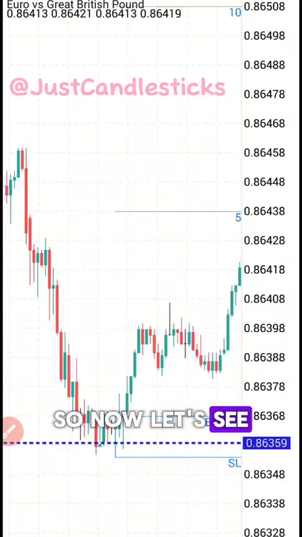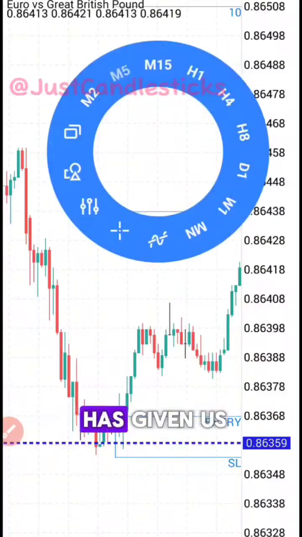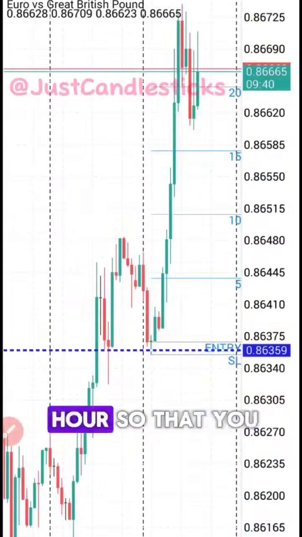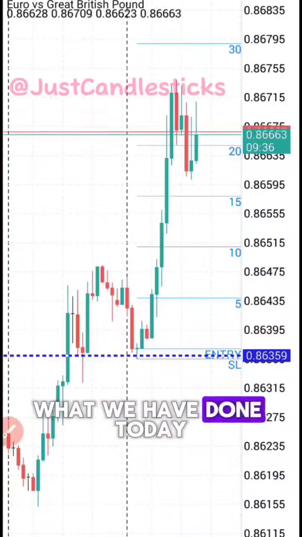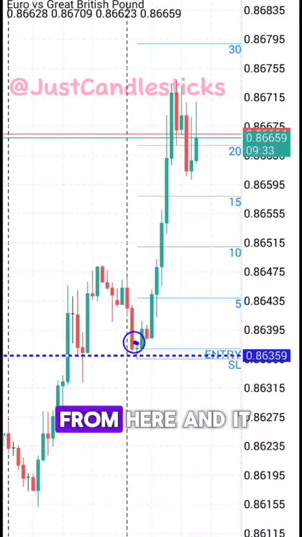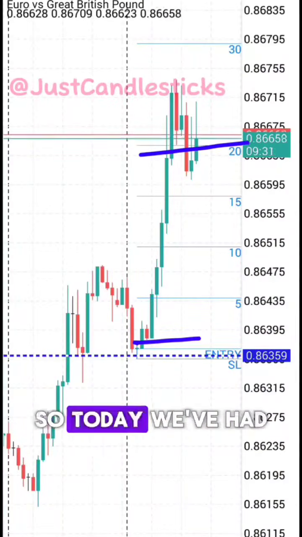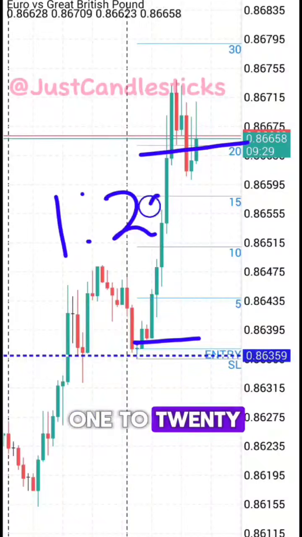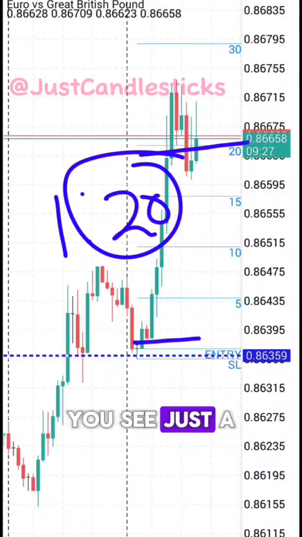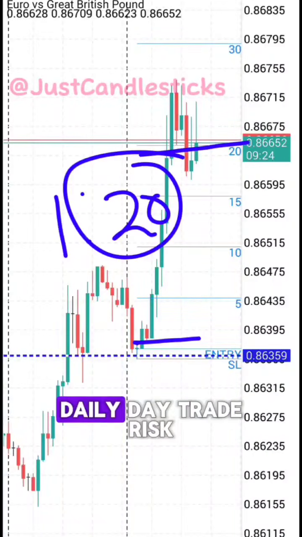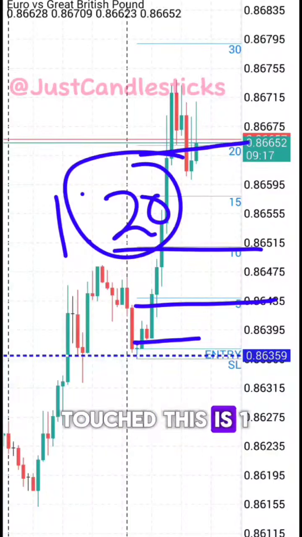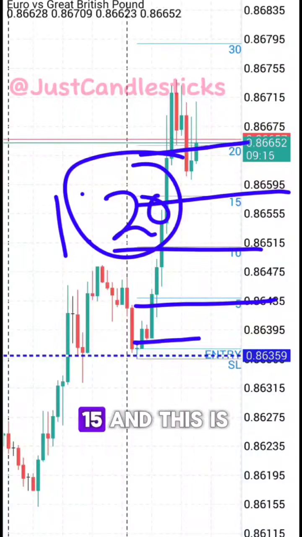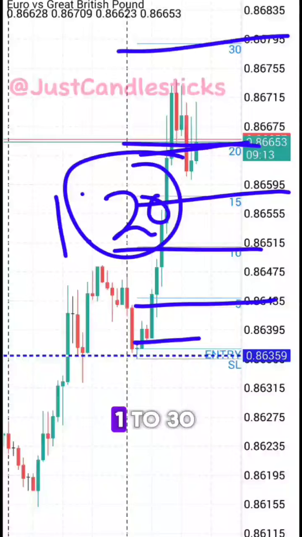So now let's see how much this has given us. Let's go into 1 hour so that you can see. With this candlestick right now, what we have done today, we enter from here and it has made here. So today we've had 1 to 20. You see, just a daily day trade. So 1 to 5 is easily touched. This is 1 to 10. This is 1 to 15 and this is 1 to 5. And now it can get to 1 to 30.